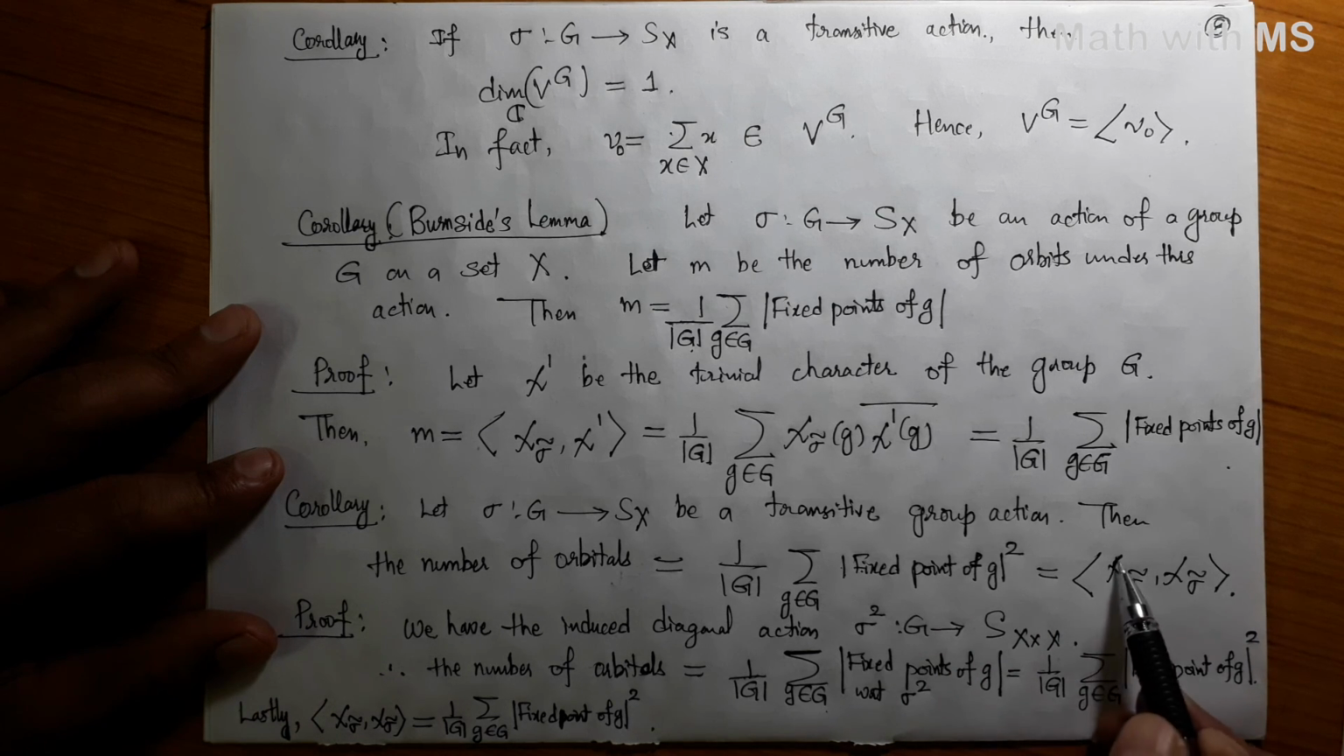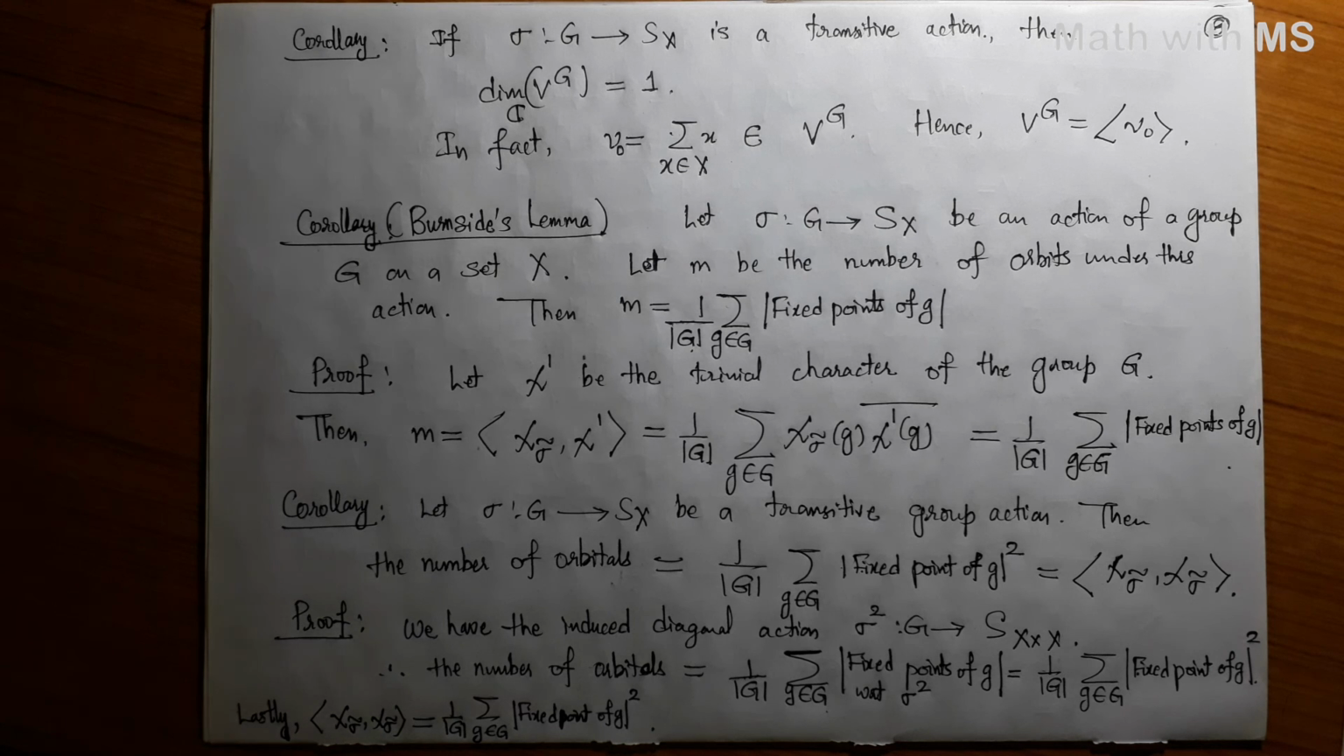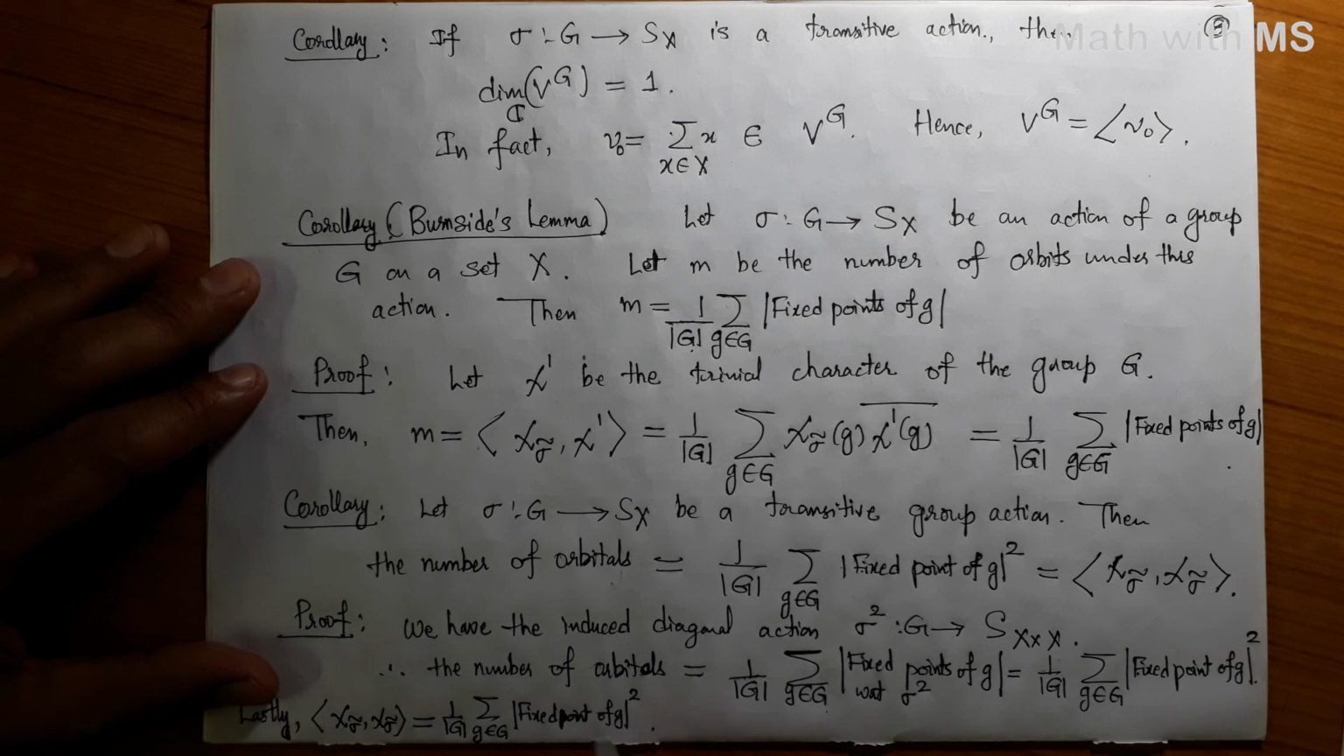And for the second equality, consider this inner product of chi of sigma tilde with itself. This by definition is 1 by order of the group G, summation g in G, chi sigma tilde of g into chi sigma tilde of g bar. But we know that the character of the permutation representation is simply the number of fixed points. So it becomes fixed points of g squared. Okay, and here it is of course, if you want to be clear, with respect to the action sigma.